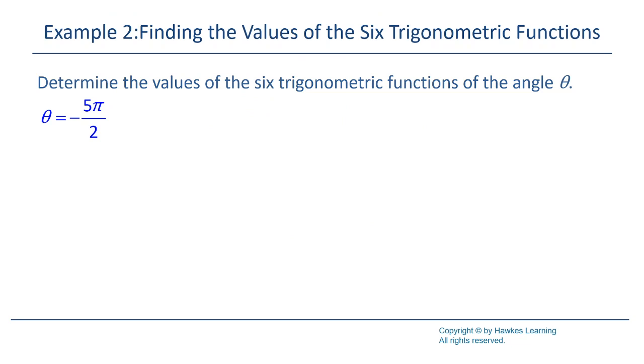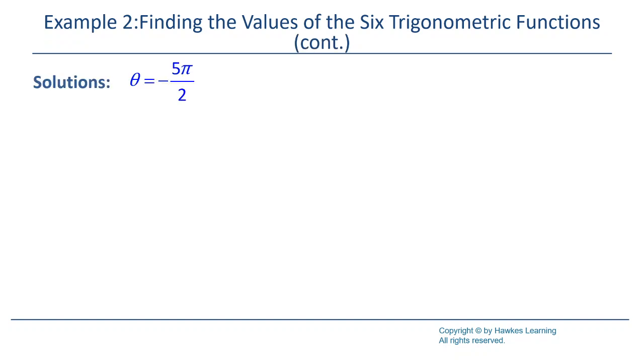So what if we want to determine the values of the 6 trig functions of this angle? So negative 5 pi over 2. Well, if you go to negative 5 pi over 2, which some people may be more comfortable dealing with first in degrees. So let's see.